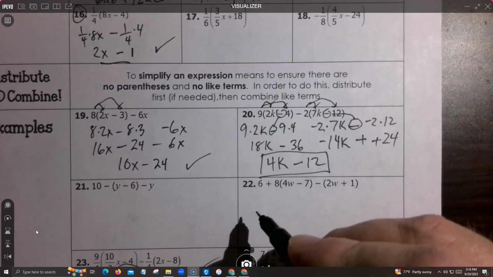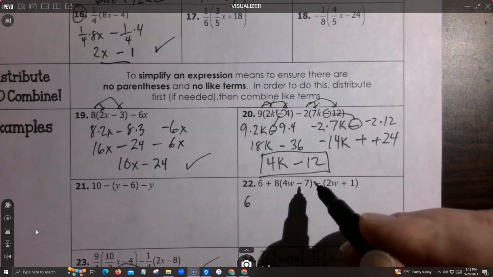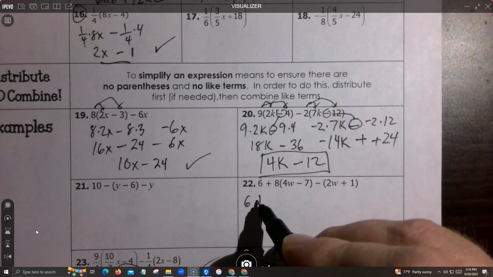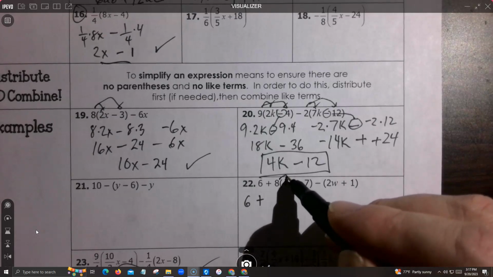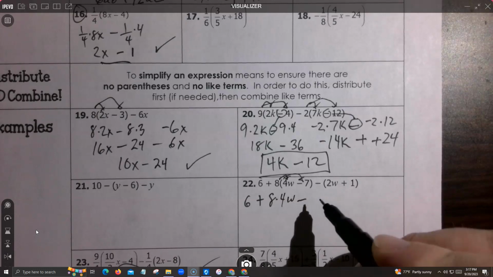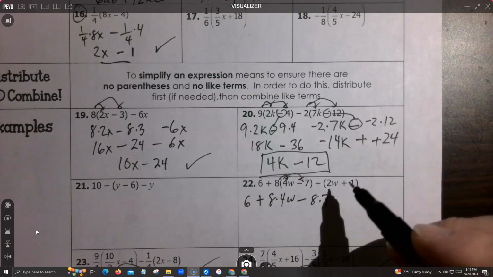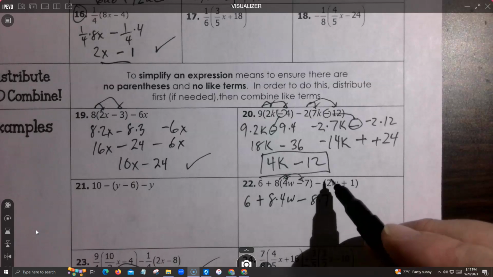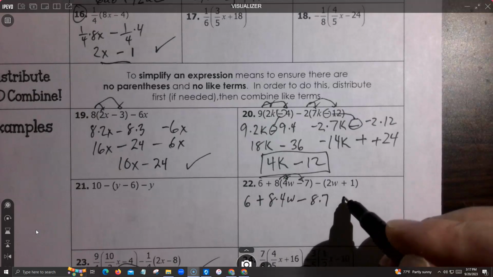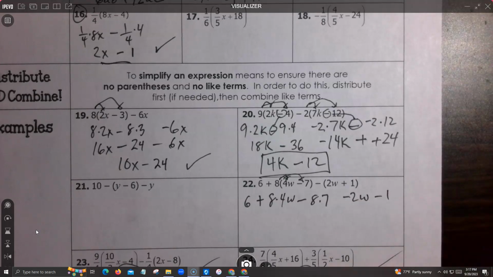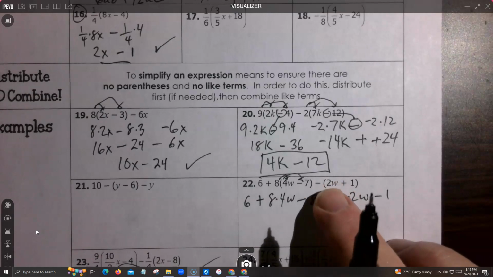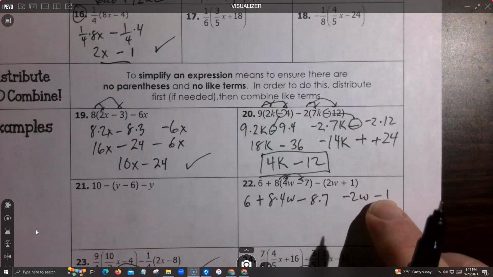All right, so the 6 is not involved. Do not add 6 and 8. That's not what you do here. You leave the 6 plus, and now you're going to do the distributive property. So this is 8 times 4w minus 8 times 7. Now we talked about this before. The minus sign here is just going to change their sign. So these two guys are just changing sign. Okay, the negative 1 just changes that to a negative and changes that positive to a negative.